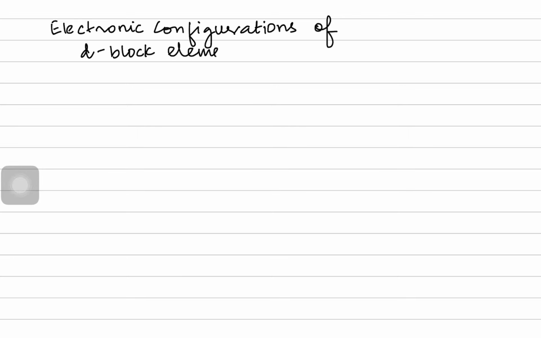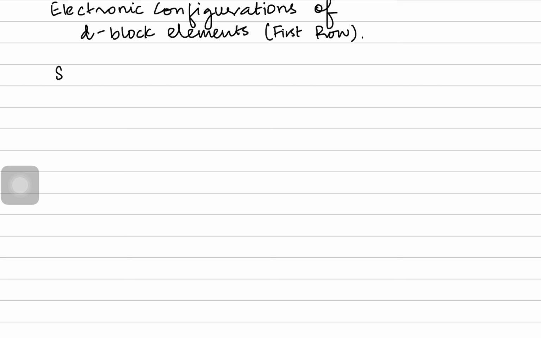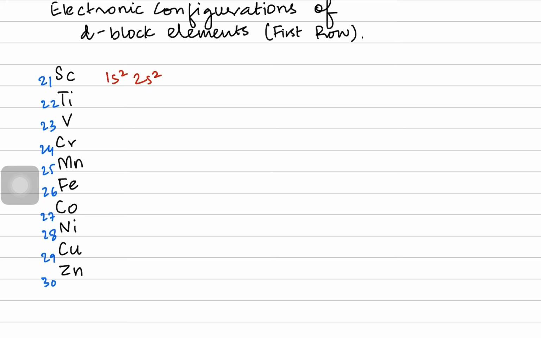So let's recall our understanding and let's have a practice of writing electronic configuration of d block elements. First row only, by the way. We begin with scandium, which is the very first element in the d block series. It goes till the end where atomic number 30 zinc shows up. The atomic number begins at 21 from scandium till 30.